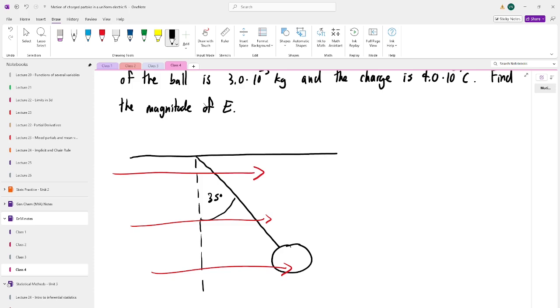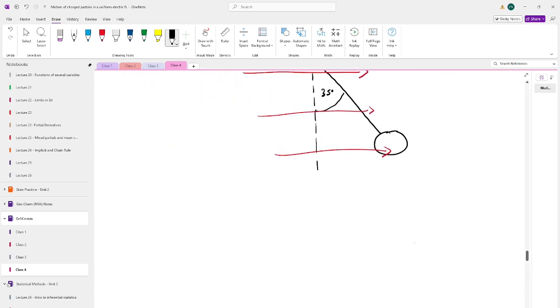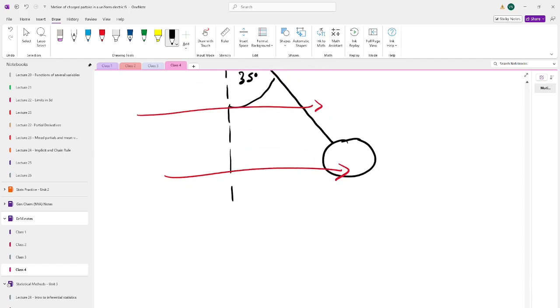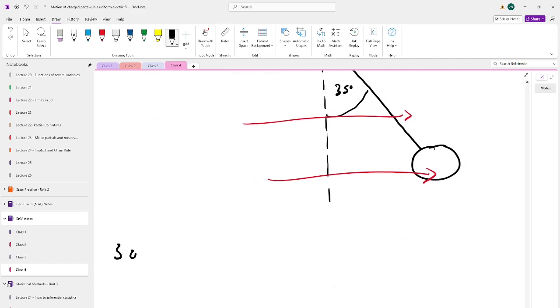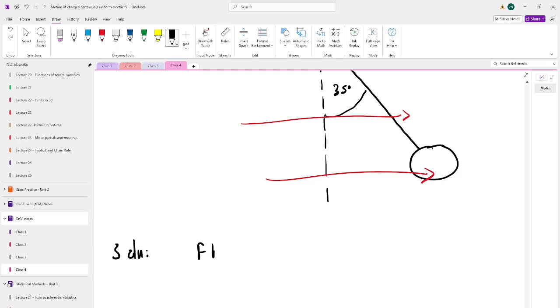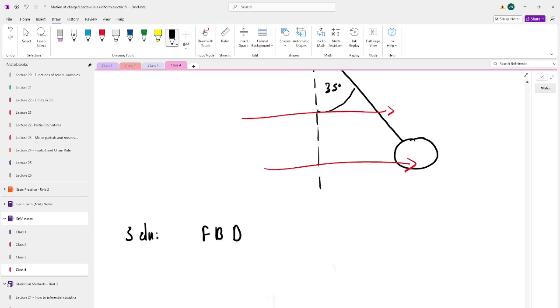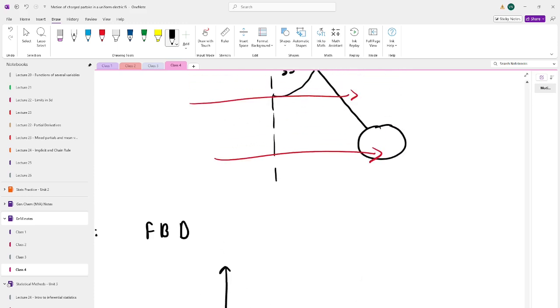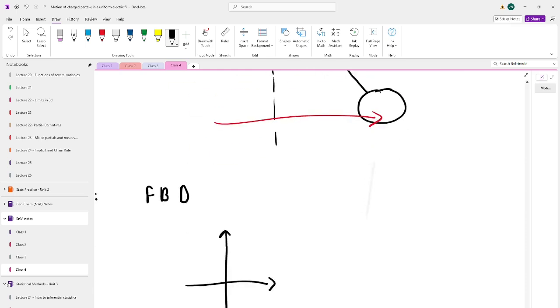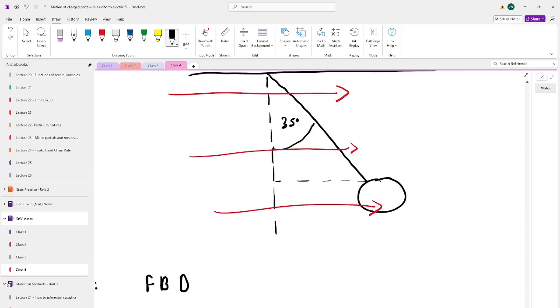So we know that we have a positively charged ball. And if we think about all the forces acting on the ball at that point, there's gravity, and then there's tension. So maybe I could draw this in an FBD just to demonstrate. If I draw the free body diagram, I have also, if that's 35, then that angle should be 90 minus 35. So it should be 55.